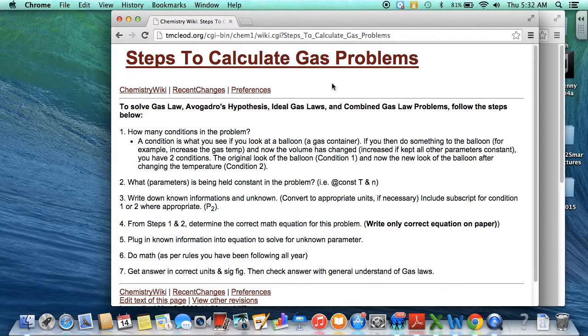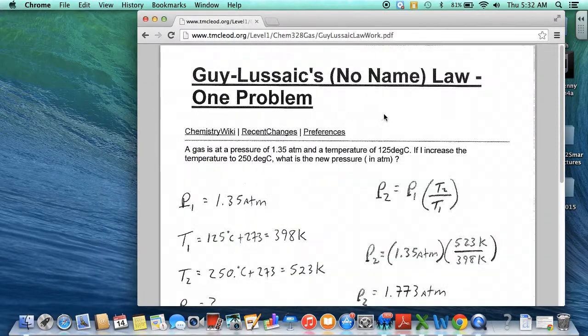If you need to do a little more converting, you convert, and then you get your final answer with the correct number of significant figures and units. So those are the basic steps to follow for any gas problem. We're looking specifically at Gay-Lussac's law problems. It is part of the gas laws, which means it is a 2-condition problem.